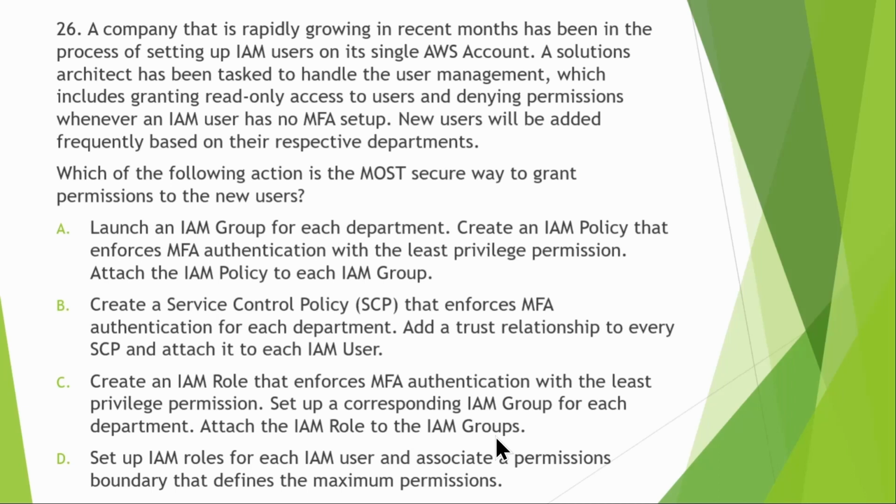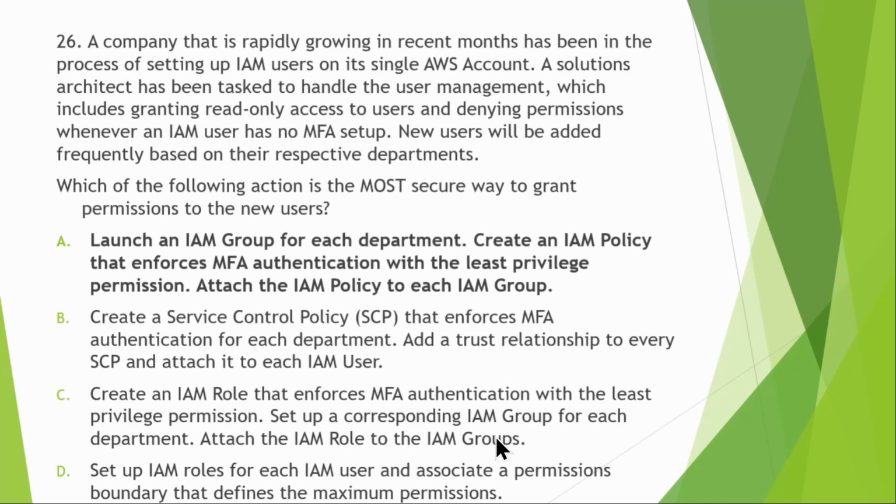Then set up IAM roles for each IAM user and associate a permissions boundary that defines the maximum permissions. So you might have read always the best practice of IAM. What is the best practice? Grant least privilege, not the other way around. Why will you give maximum permissions? Correct? You need to make it secured, not be open to the community and give them the permission, do whatever you want, right? So yeah, the correct answer is on the screen.